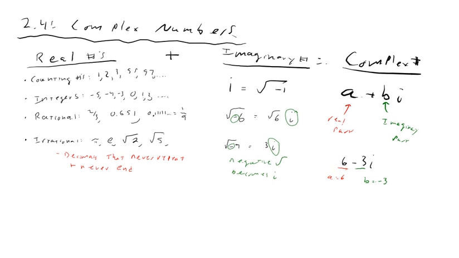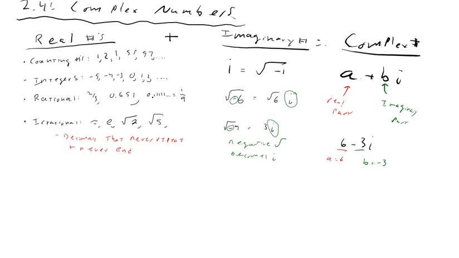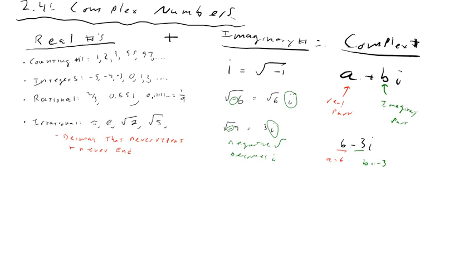Okay? So real numbers, complex numbers. Every number that we use has been a complex number. Every number we talk about in this section right now is going to be a complex number. So that's a complex number. Another example of a complex number is 4.